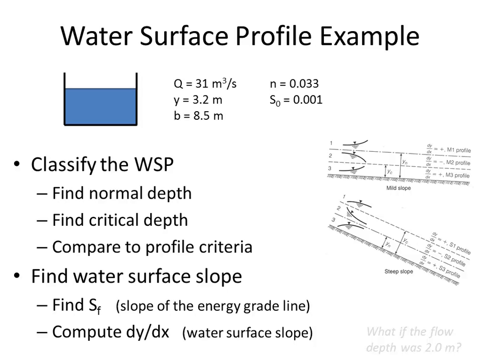Okay, so let's draw a diagram of what this looks like. We've got some critical depth, y sub c, which is 1.107. Y sub n is 2.717. And then our actual depth, y, at this point, is 3.2 meters. And so that's how deep it is there. So what kind of a water surface profile do we have?